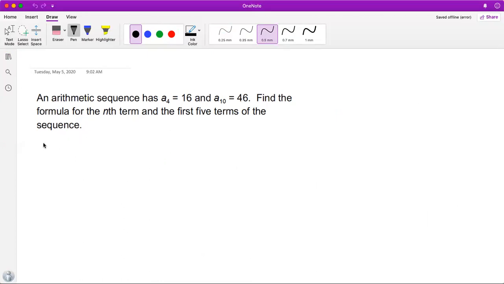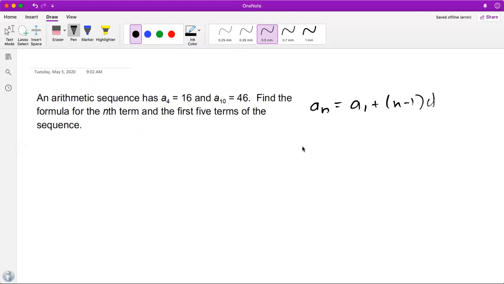So there are a couple ways to do this one. To find the formula for the nth term of an arithmetic sequence, which is what this is, I need to know A1. I need to know what the common difference D is. I need to know this and this. I don't know either of those things yet. So there's a couple ways to do it.